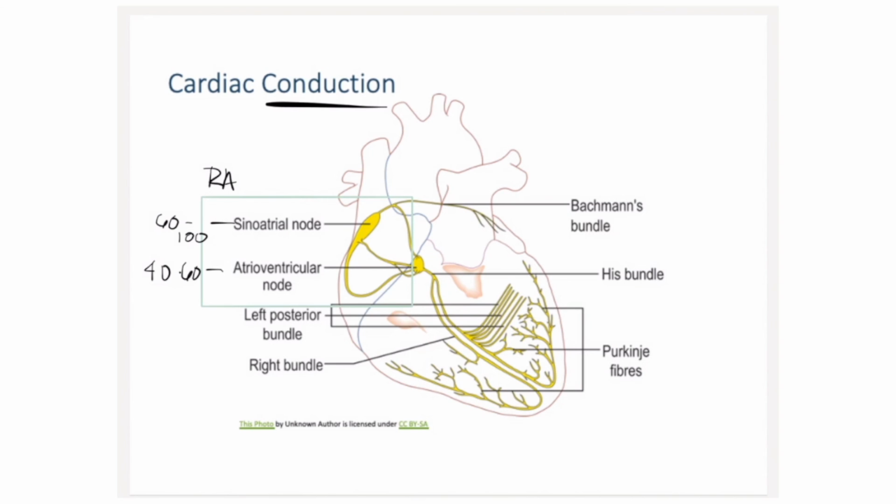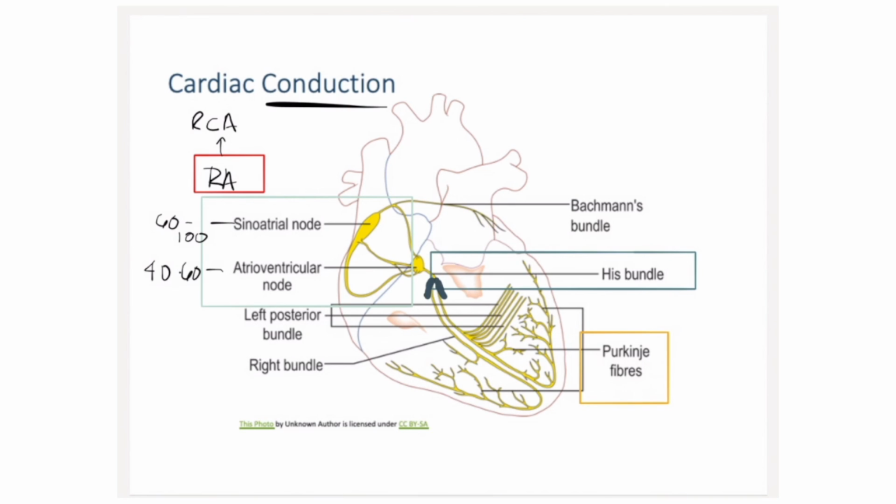Our intrinsic pacemaker, the SA node, beats 60 to 100 beats, and our AV or backup pacemaker is 40 to 60 beats. Both are fueled by the RCA, so it gets blood flow from the right coronary artery. The AV node allows for a very slight delay in conduction before it hits the His bundle down through the ventricles, and this delay in conduction allows for the filling of the ventricles.